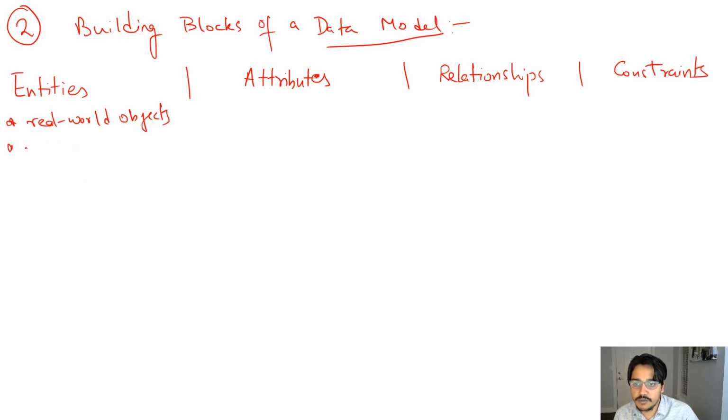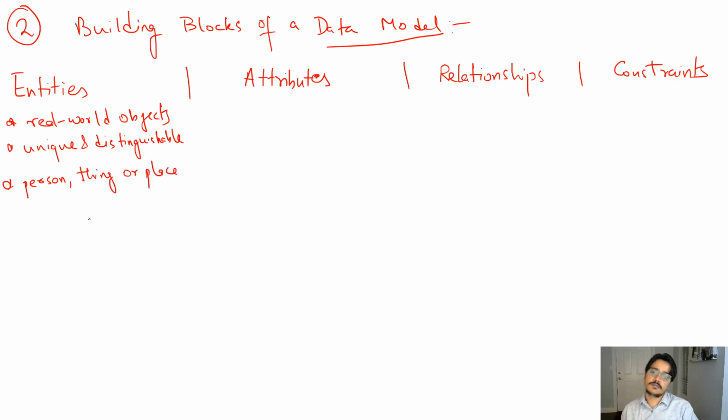Okay. They are unique and distinguishable. Okay. So it could be any person, thing, or place, right? So some examples of entities relevant to a problem domain, let's say in our university problem domain. Some examples of entities will be students.